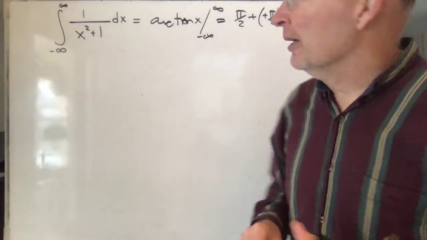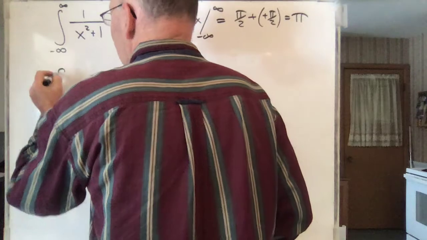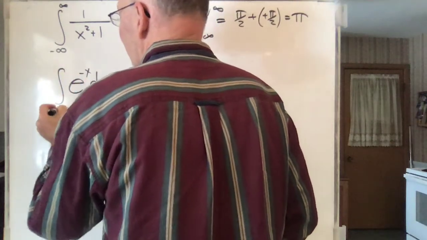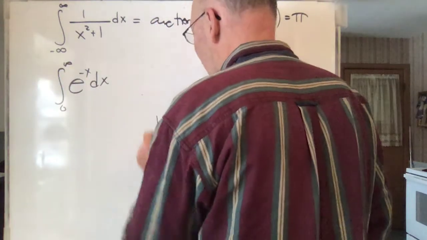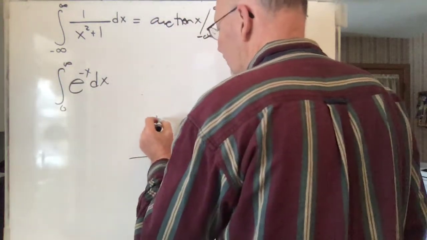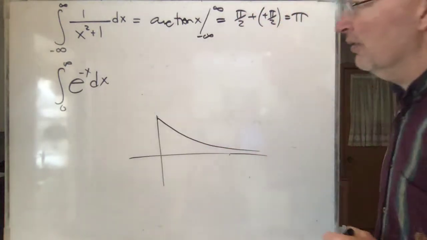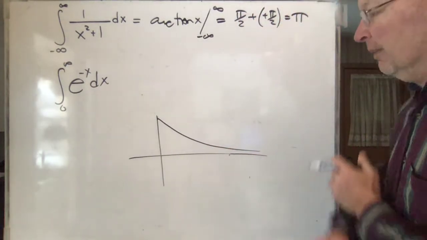Okay, let's do some more. How about this one? E to the negative x dx from 0 to infinity. With all these you should have a sense of what the function looks like. It looks like this. There's e to the negative x from 0 to infinity.